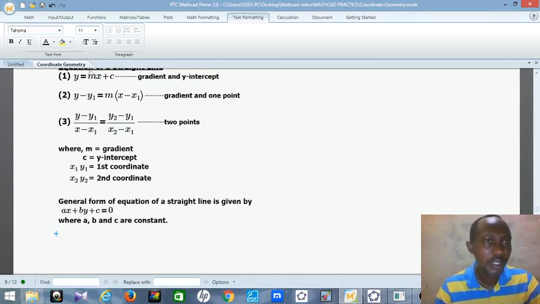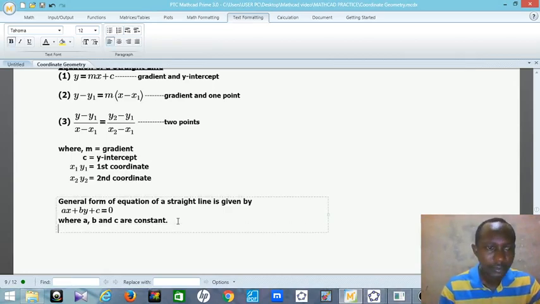Some people usually take this as the general form of equation of a straight line, because it also looks like this one. It just depends on the way you put your answer. Let me just demonstrate something. For example, this general equation I have here, ax plus by plus c equals 0. If I decide to make y the subject, you can see this first equation, y is the subject. If I decide to make y the subject of this general form of equation, let's see what we are going to get.